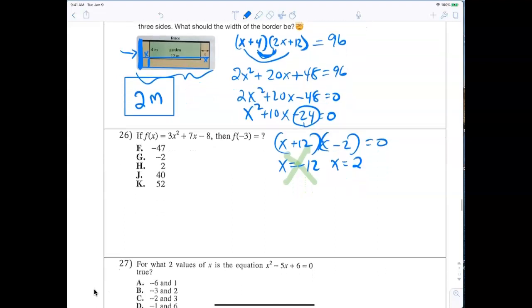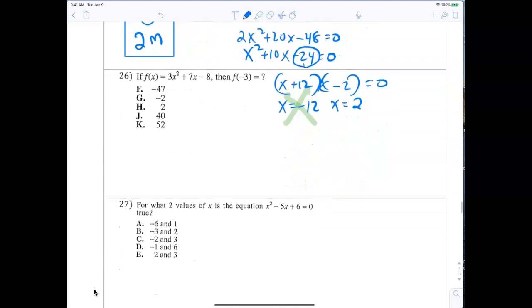All right, here we go. Number 26. What does f of negative 3 mean to do, guys? What do I do? Yes. Y equals. What do I do with this negative 3? Plug it in for what? Yes, plug it in for x. And somebody said what? Anybody else get negative 2?